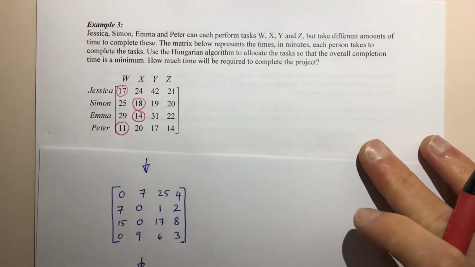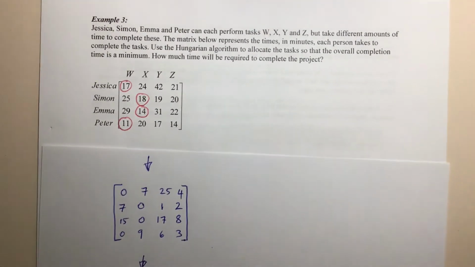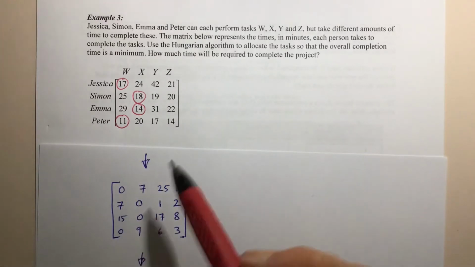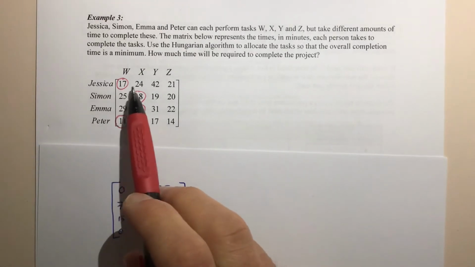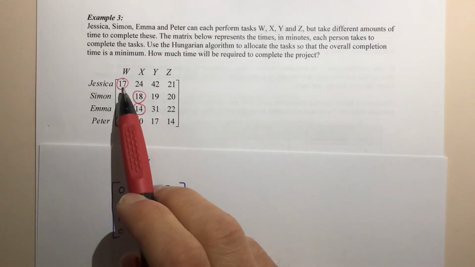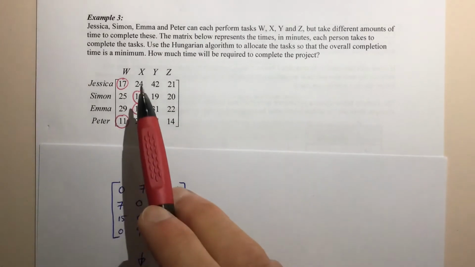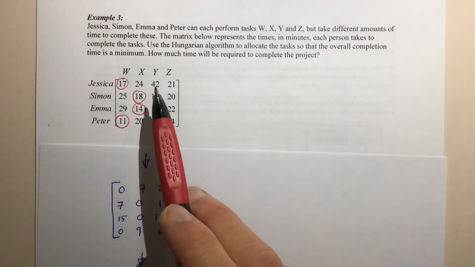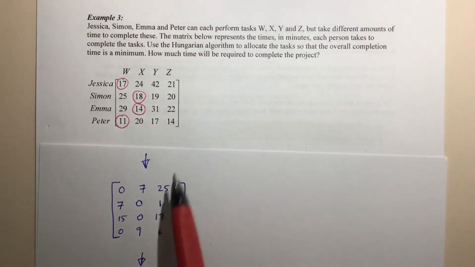So first step, I'm trying to gradually reveal this. You can just see at the bottom there. So once we've done this row reduction, you can see the new numbers that we've ended up with. So for example, in the first row, when we subtract 17 from each of these numbers, we're left with 17 take away 17 gives 0, 24 take away 17 gives 7, 42 take away 17 gives 25, and 21 take away 17 gives 4.